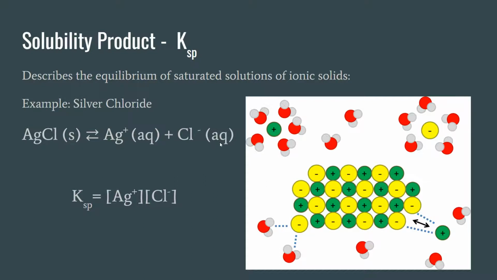And we would write the Ksp just like any other K, where we write the products over the reactants. However, here the silver chloride reactant is a solid, which we don't consider in equilibrium. So the Ksp is just the product of all of the products with any coefficients. In this case, the coefficients are both 1. So it's nice and simple.